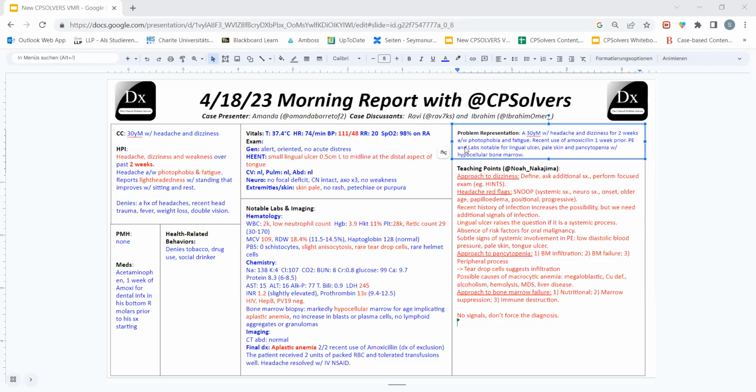After the bone marrow biopsy, I dived a little more into bone marrow failure. So we have the nutritional, the suppression, and immune destruction, which we talked about. Aplastic anemia was the final diagnosis. And one sentence which I think summarizes our cognitive process during this VMR is: no signals, don't force the diagnosis. We kept our minds open and we didn't try to fit this illness into an illness script without the additional symptoms.